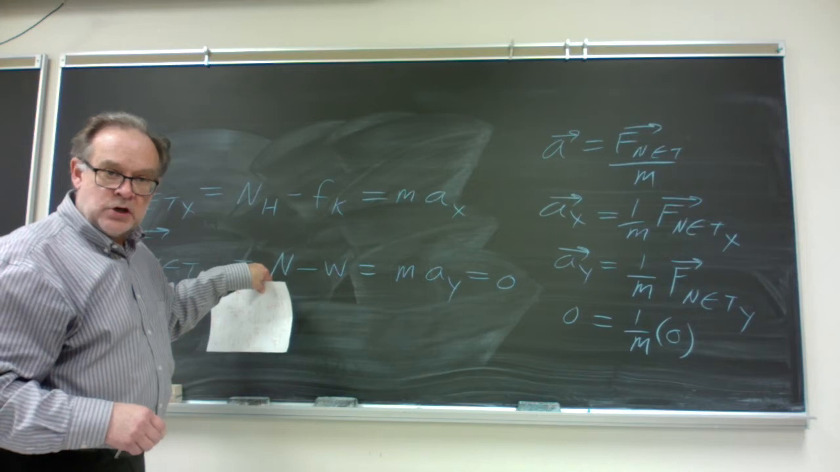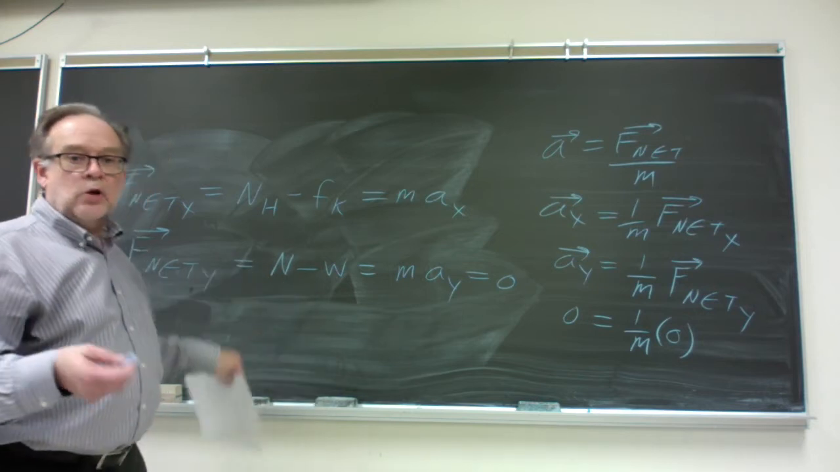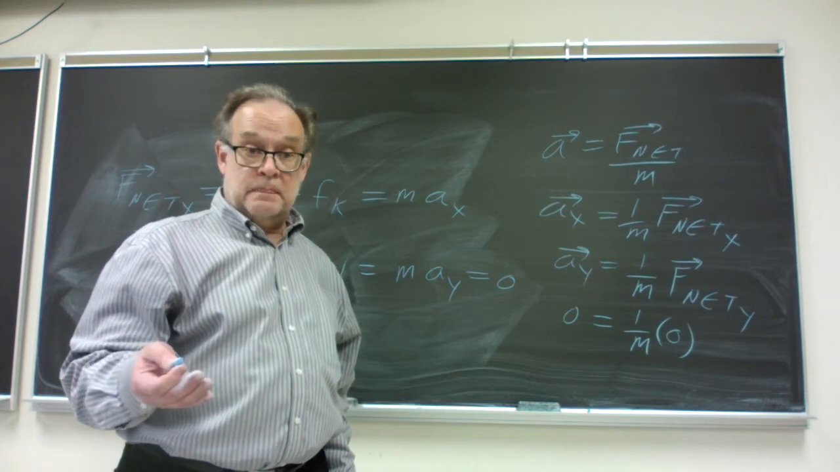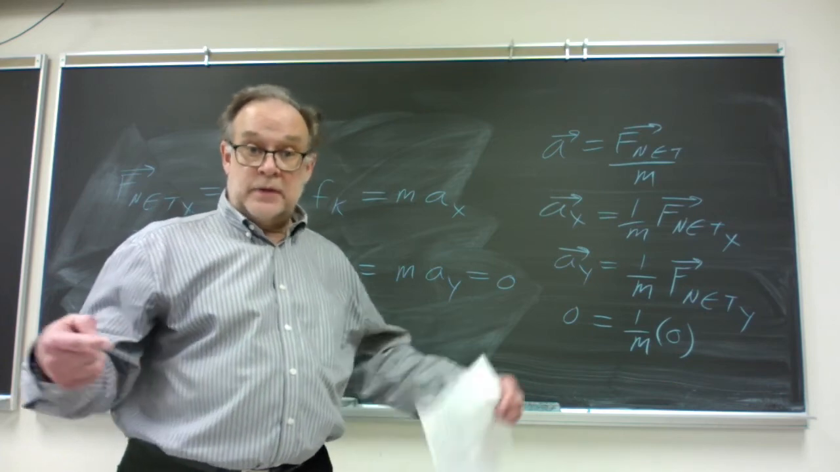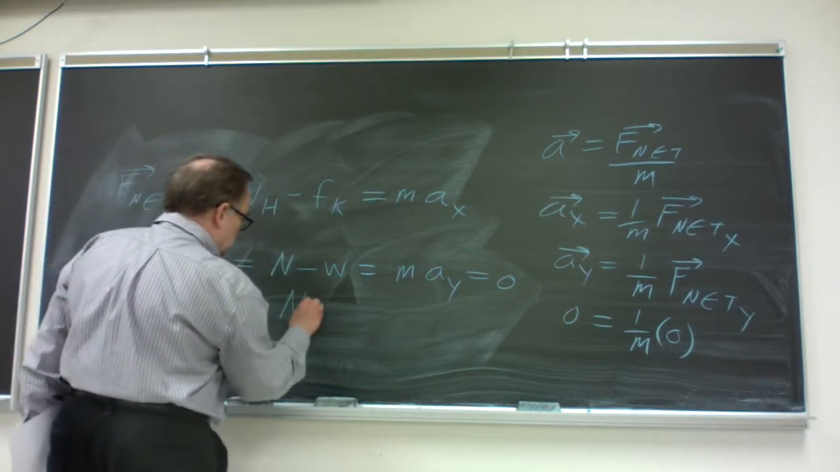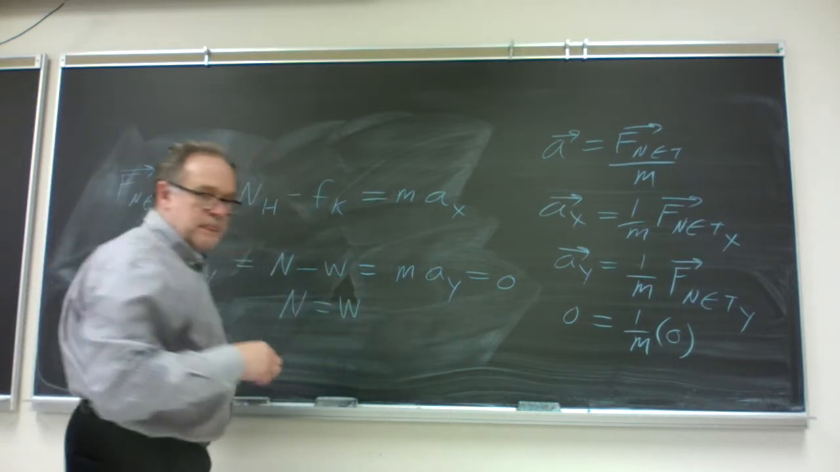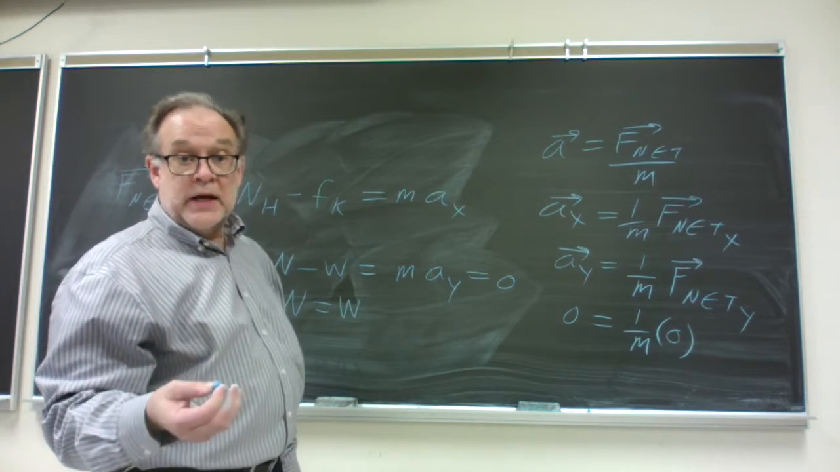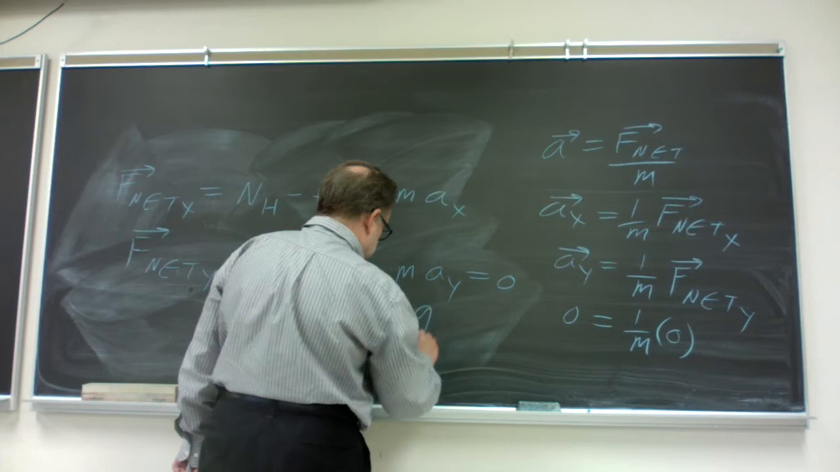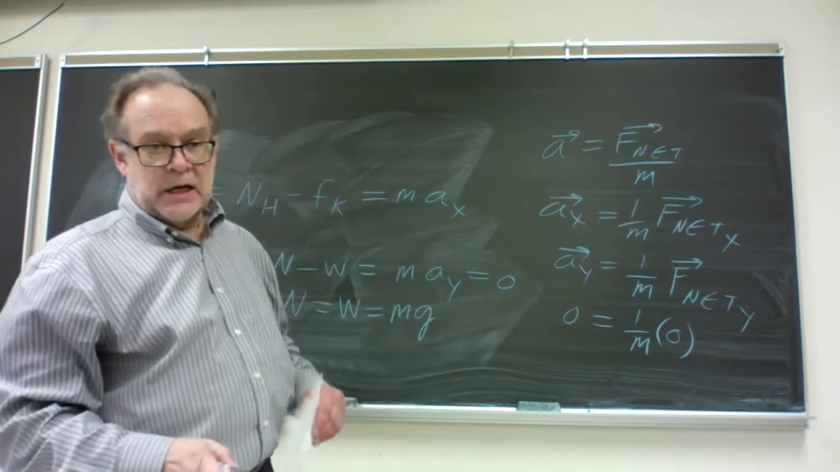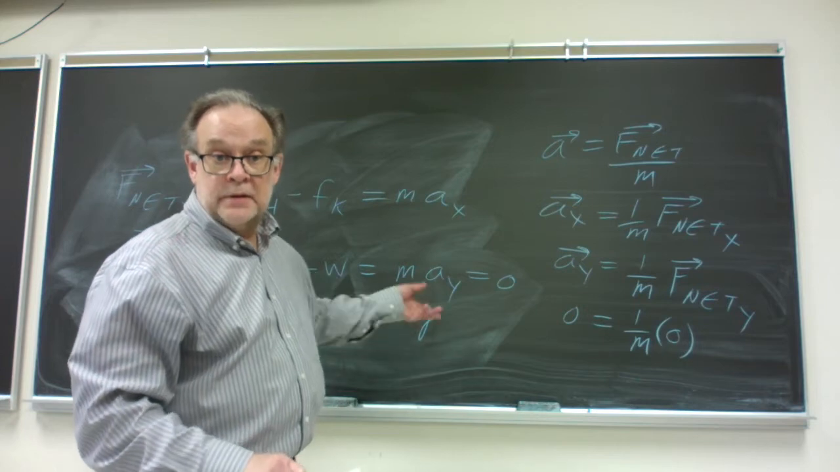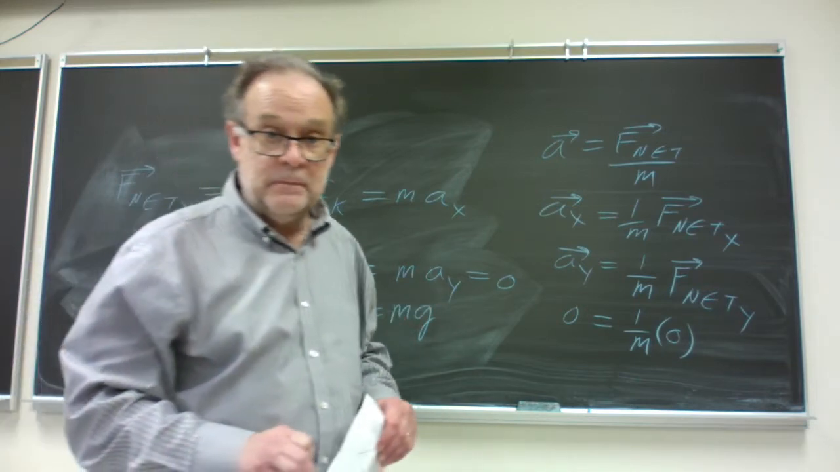This comes out to 0, which means normal and weight cancel each other out. So in this case, they have the same strength. In order to cancel each other out, they have to have the same strength. So normal force equals the weight, and we know how to calculate a weight if we know the mass of something. Weight is just mass times g. G is the usual 9.8, the acceleration due to gravity.